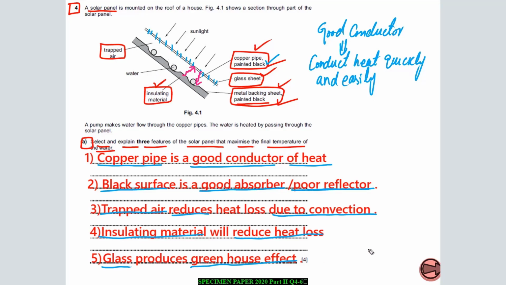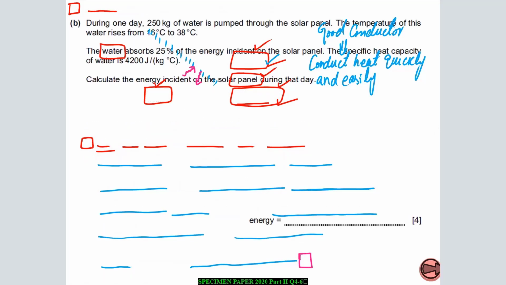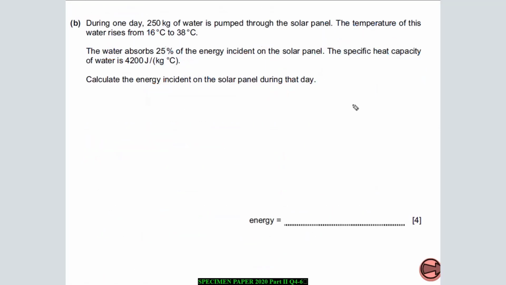So this is how we can answer, and this part A has 4 marks. Let's move on to part B now. Part B is about calculations. So what is given to us in this question? Mass of water is given, and the temperature rise is given. Means this is delta T is given to us, and the specific heat capacity of water is also given. So the C is given.